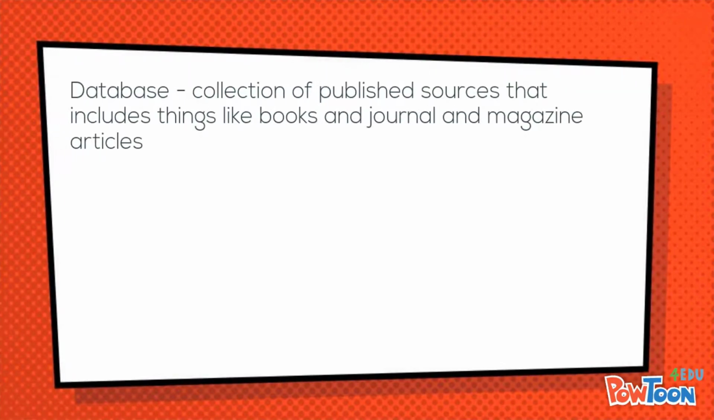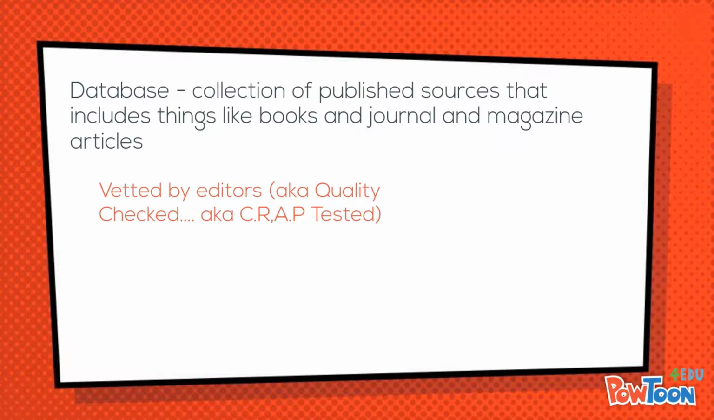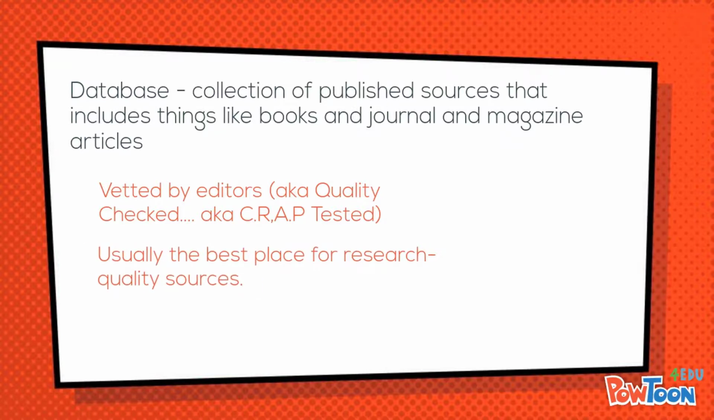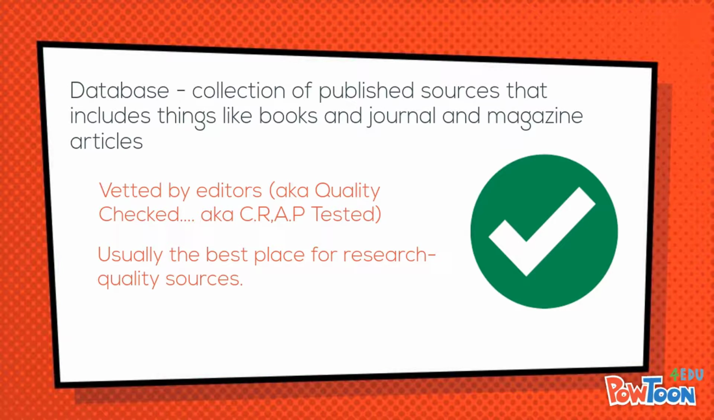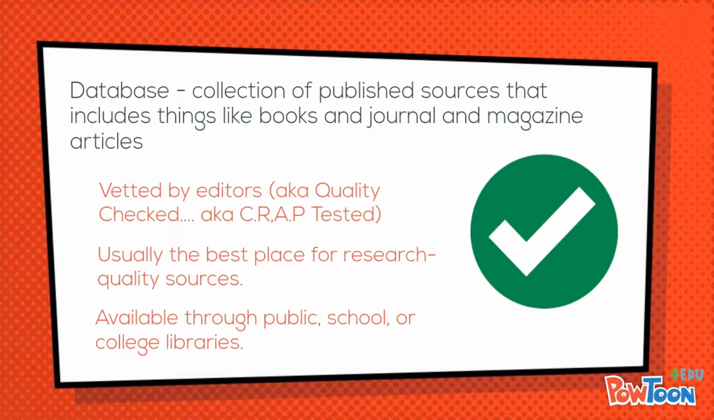A research database is a collection of published works that include things like books and journals and magazine articles. Pretty much everything you find in the database has been written by experts and checked by editors, so they are much richer sources for research quality information. And many college professors will limit you to using information only from a research database. Google and other search engines cannot search inside these databases, and databases are not free, so you'll usually access them through your public school or college library.